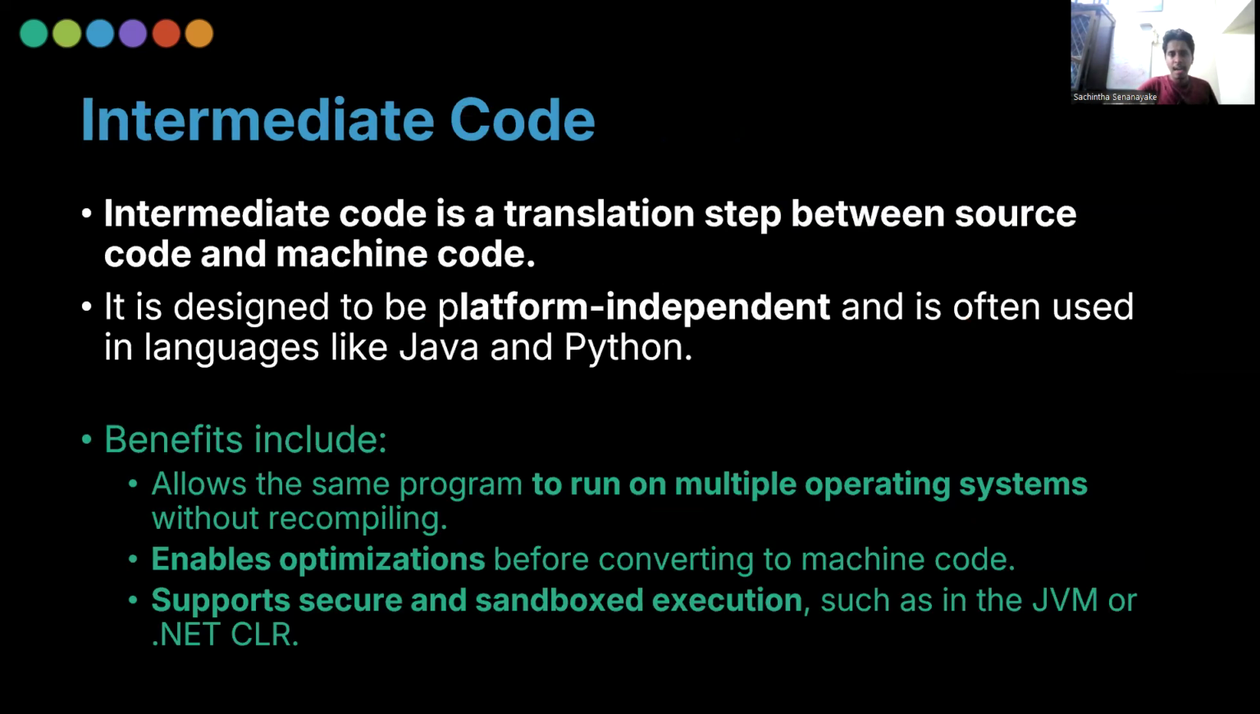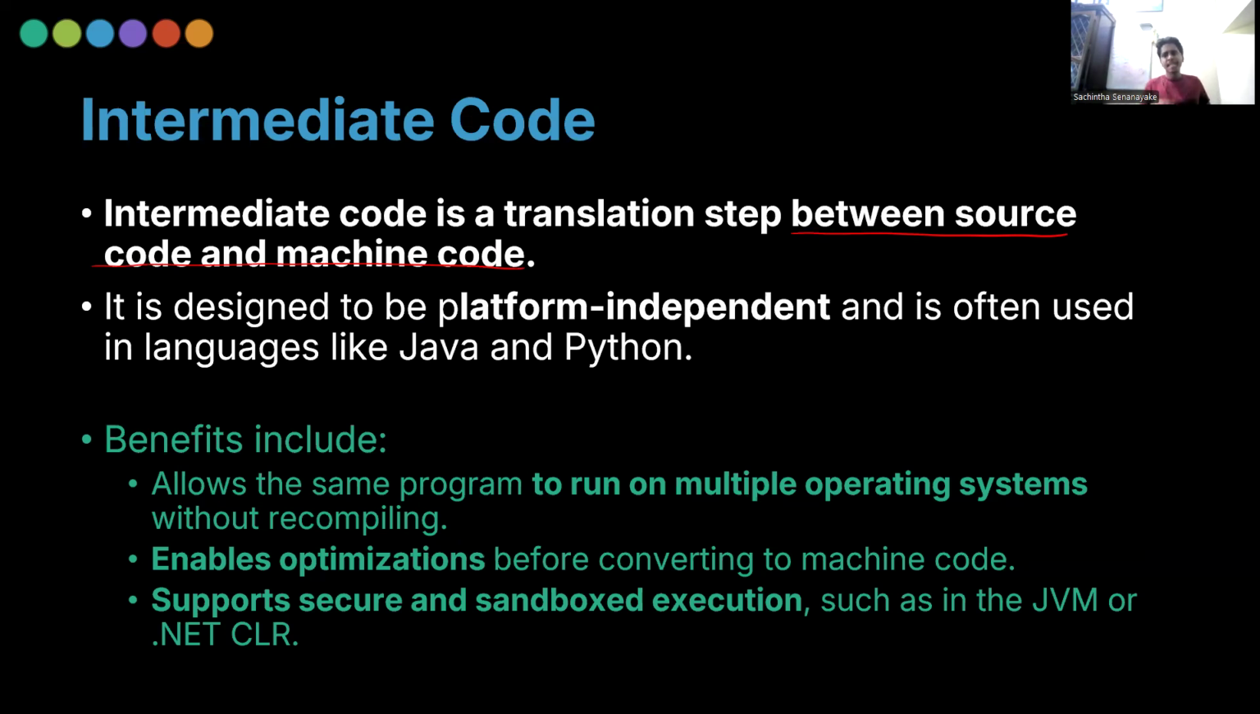All good. Finally, we're going to learn a bit about this very interesting middleman in this story called intermediate code. Now, what's intermediate code? Intermediate code is a translation step between source code and machine code. What does that mean? It's basically a process where you don't translate your source code directly into machine code as in a compiler or an interpreter. You translate your source code into this intermediate code and then to machine code.